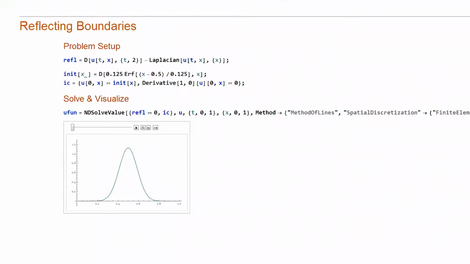Let's look at a specific wave equation. So we have a second order time derivative on the dependent variable u minus a Laplacian. We have an initial condition and we set the derivative of the initial condition to 0. If we solve this with NDSolve and animate the solution, we get the following. We see that the wave bursts out and gets reflected at the boundaries. This may be what you want, but it may also not be what you want.